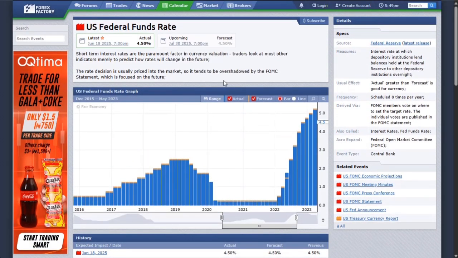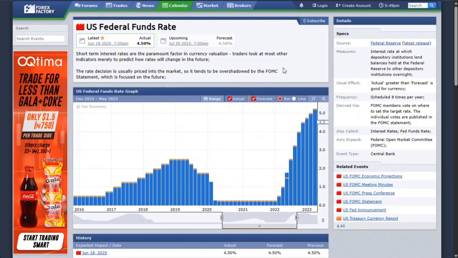Now, one important thing to note is that the rate decision is usually priced into the market, and sometimes it tends to be overshadowed by the FOMC statement. What this means is that once the rate decision is announced, it doesn't immediately affect the current price action. So it actually has an impact over time. And when there is also an FOMC news statement or news release, it might also affect the significance of that rate decision.